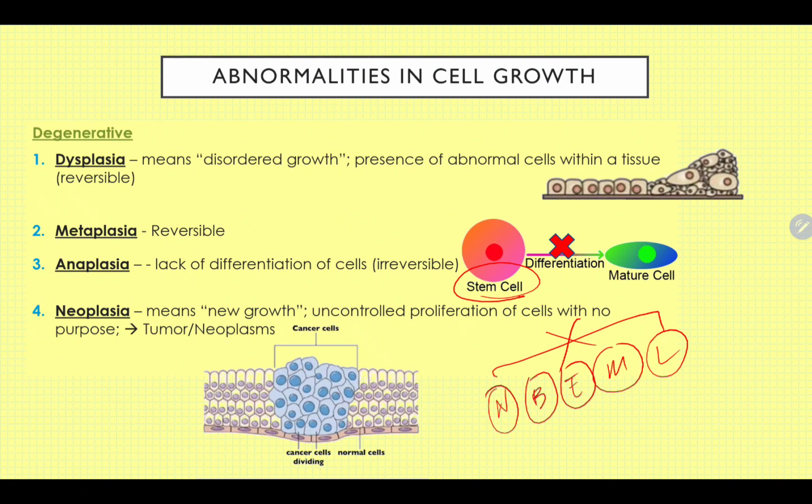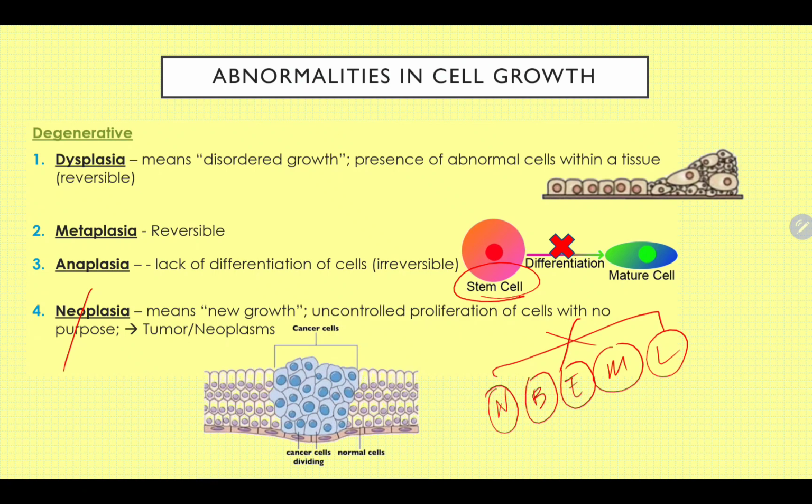Okay, for the neoplasia po, neo means new, plasia means growth. So ibig sabihin new growth, this is uncontrolled proliferation of cells with no purpose. So these are example po ng ating mga cancer cells. The neoplasia is a cancer cell. So these cancer cells po tend to metastasize or proliferate fast, and sometimes they take over the organ. Since they take over the organ, therefore the organ now will be dysfunctional.